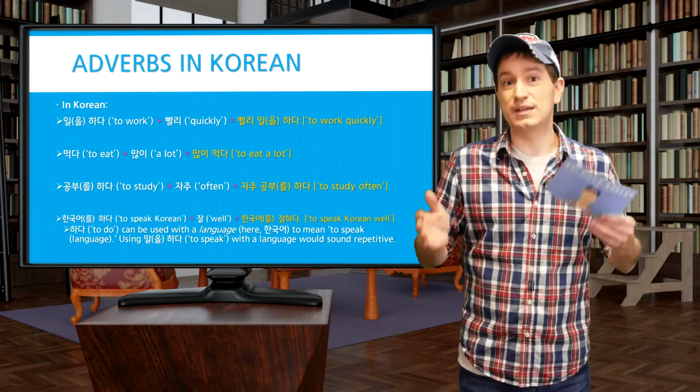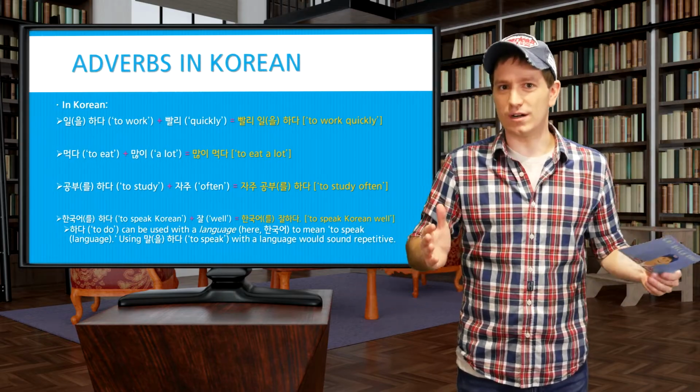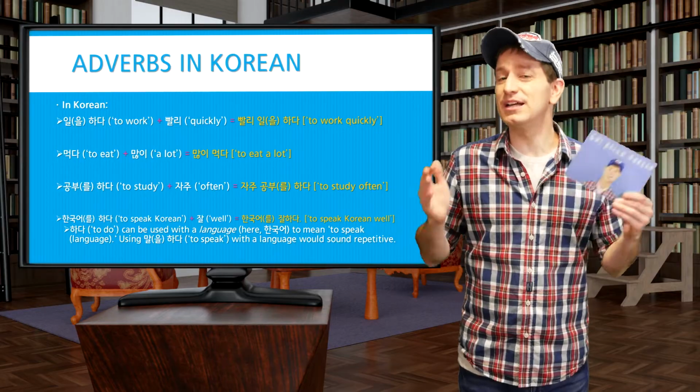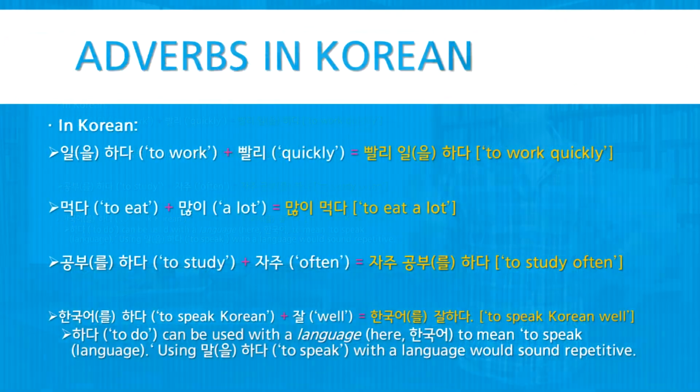First, let's take the verb 일을 하다, to do work or to work, and the adverb 빨리. Well, now we can get 빨리 일을 하다, to work or to do work quickly. 먹다, to eat, and the adverb 많이, a lot. We get 많이 먹다, to eat a lot. 공부를 하다, to study, and the adverb 자주, meaning often, can make 자주 공부를 하다, to study often.